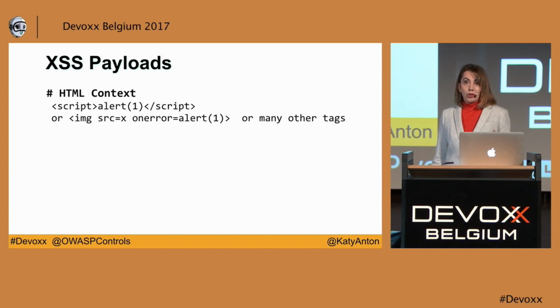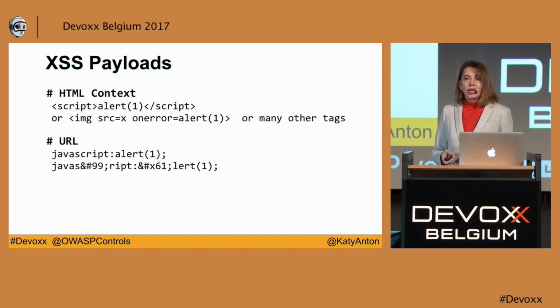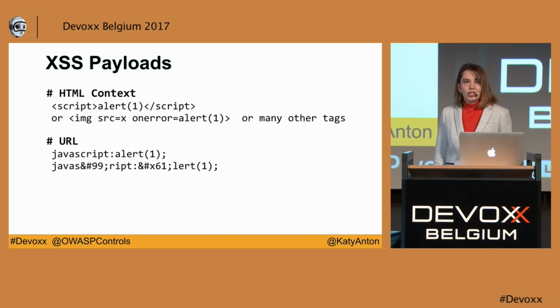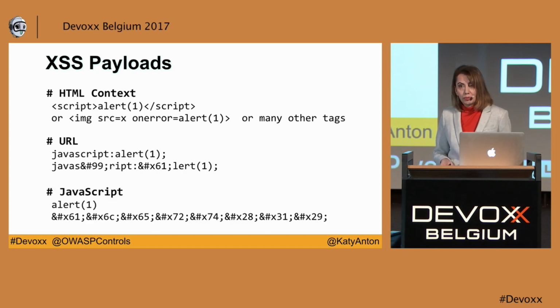In the case of a URL, for example, you are already within a tag, so you don't need to inject a tag. In this case, you can trigger the script execution with JavaScript. But if you are already in a JavaScript context, then you are already there. So the only thing you need is just a function that needs to be executed.